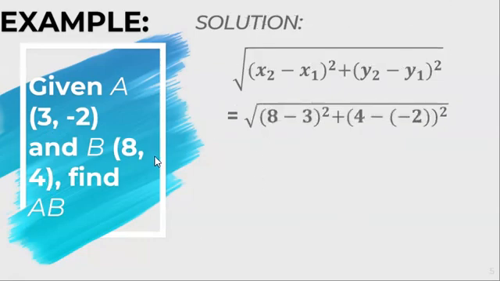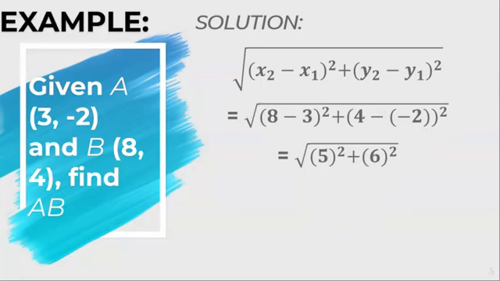So we have here x sub 2, again, is 8, minus 3, because that is our x sub 1, plus the other part, our y sub 2 again is 4 minus negative 2, since negative 2 is our y sub 1. And then, let's simplify what's inside the parenthesis again. So 8 minus 3, we have here 5, then copy the square, plus 4 minus 2 is equal to 6.